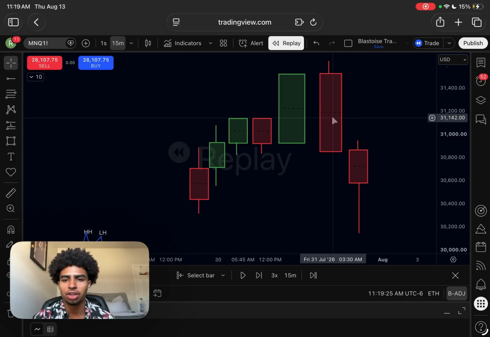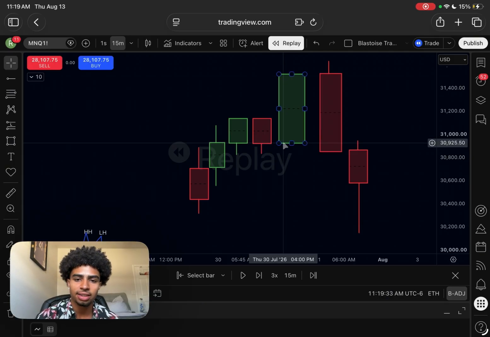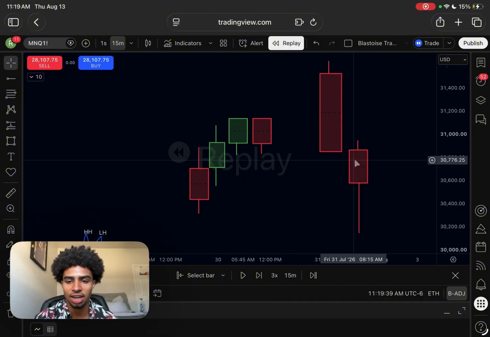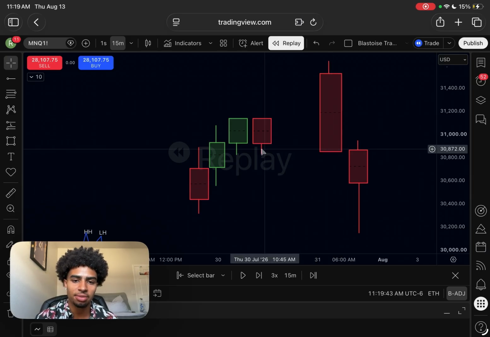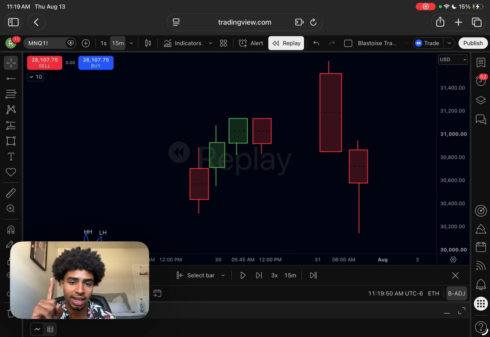This became a break of structure not just because we closed below the bottom of the body of this candle, but because we had a bullish candle. Let's say we didn't have a bullish candle, and we just had two red candles right next to each other, and price just went down and did this. That's not a break of structure. You need to have two different sets of colors before the break of structure happens. At least one candle that's the opposite to make your break of structure reasonable.